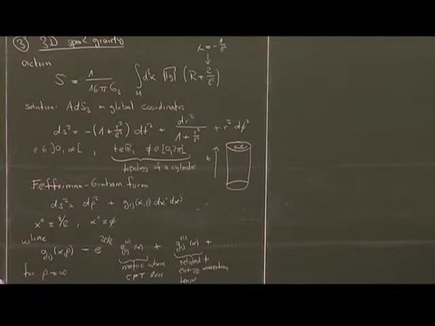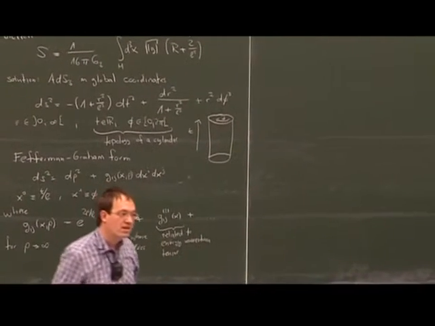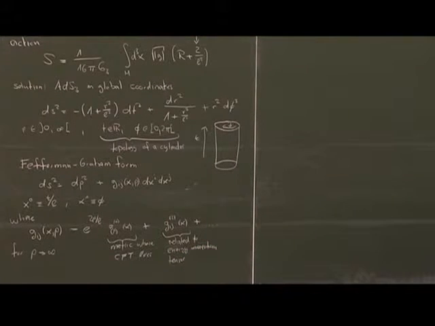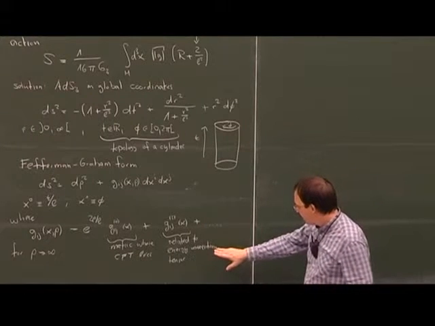Are there questions regarding that point? Yes? Does the Fefferman-Graham form still work in the de Sitter case? In anti-de Sitter space, you mean? There are some subtle issues, so you have to be a bit careful, but in principle it should work. Okay, good.